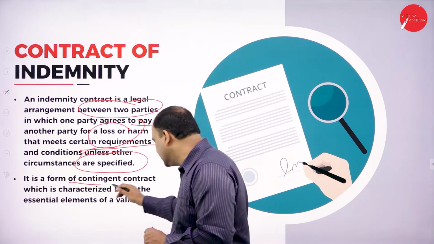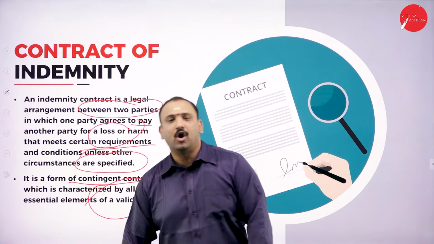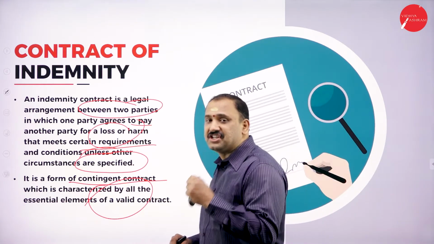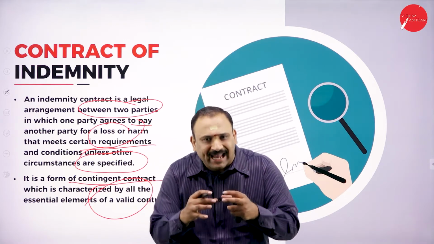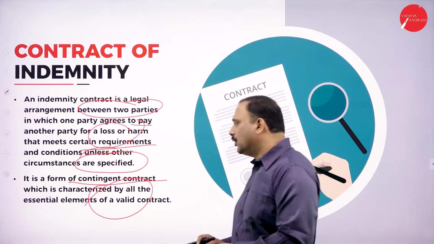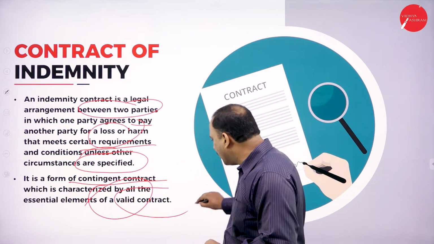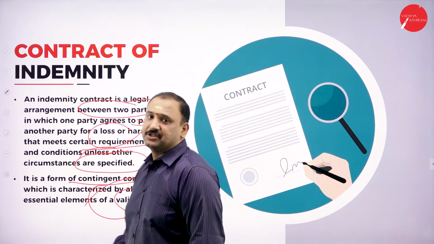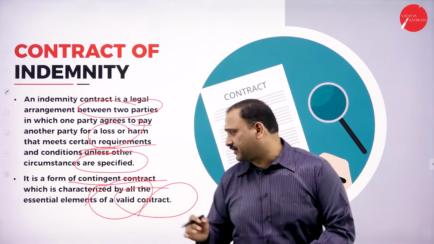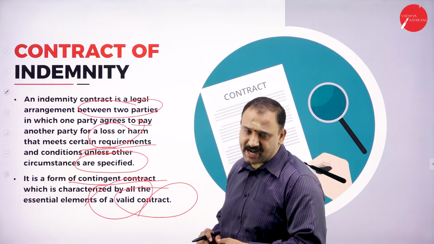It's a form of a contingent contract. That's why we need to understand this very clearly. It's a contingent contract which is characterized by all essential elements of a valid contract. So it is very important. It's a kind of an emergency, a standby, or a bridge kind of contract that we are talking about. So it does have all the factors of a valid contract put inside. So that is why the contract of indemnity is as good as the contract itself. This is very important for all of us to study and understand.